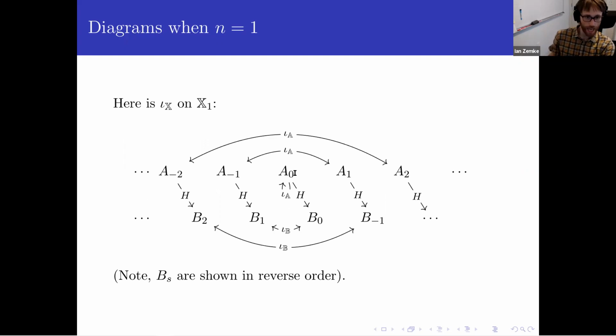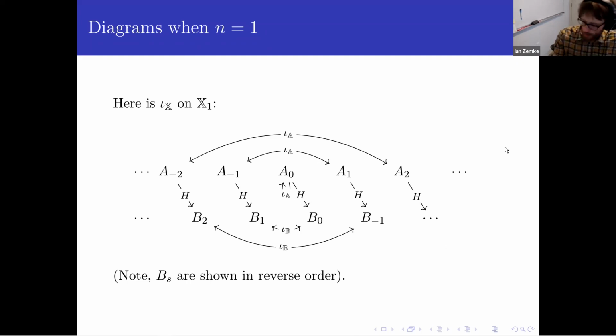So iota A takes A_0 to A_0. It switches A_1 and A_-1. It switches A_2 and A_-2. And on the B's, the coefficients are slightly different. B_0 is interchanged with B_1, B_-1 is interchanged with B_2. And then we have these homotopy terms. And so it has this nice spiral picture. It's fun to look at, but it's a very concrete thing to compute.